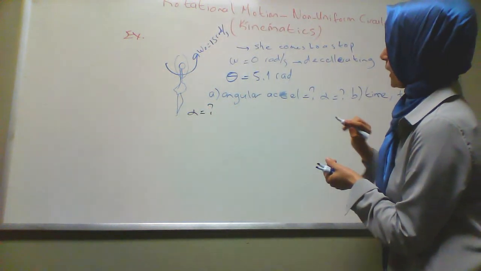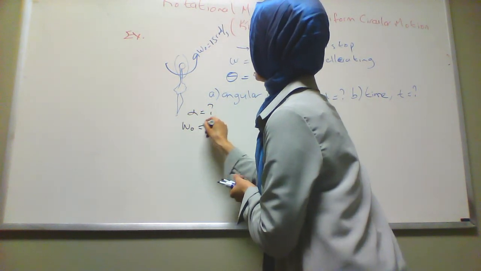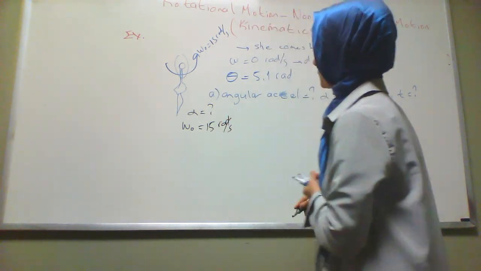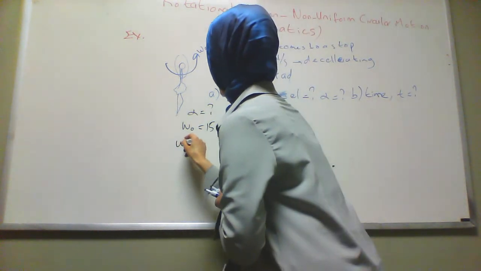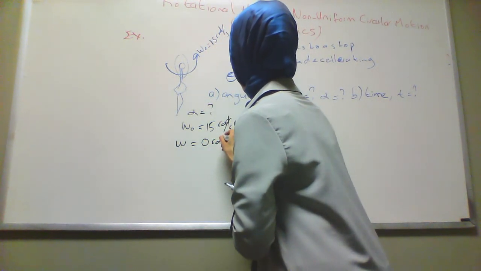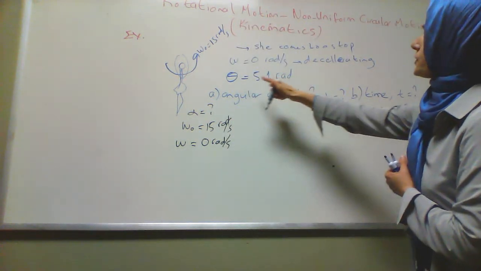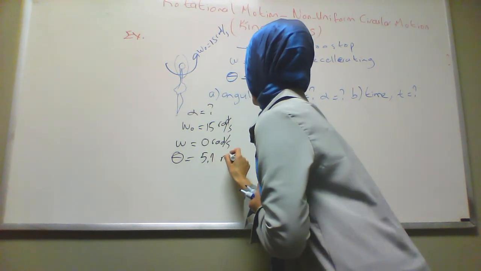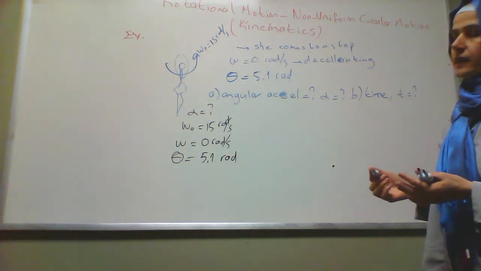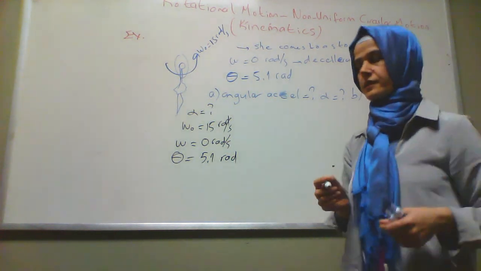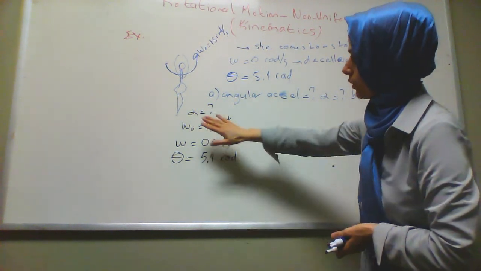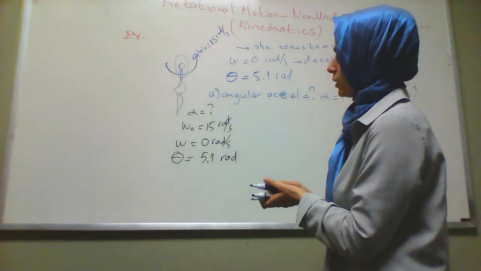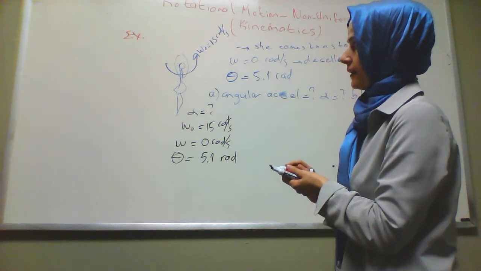And let's see what I know. I know initial omega 0, 15 rad per sec. I know final omega is 0 rad per sec, slowing down, and I also know the angular displacement, 5.1 rad. I am going to need the same equation we used in the first question, because I know omega values, I know theta, I need alpha. So I have to use an equation involving alpha, theta, omega.